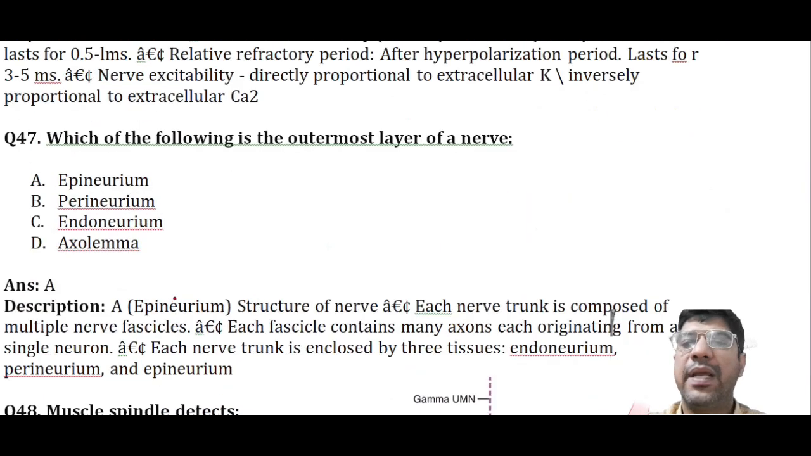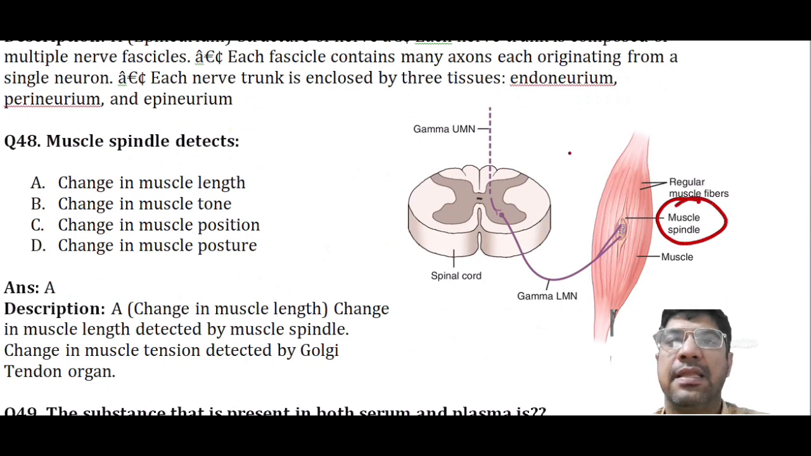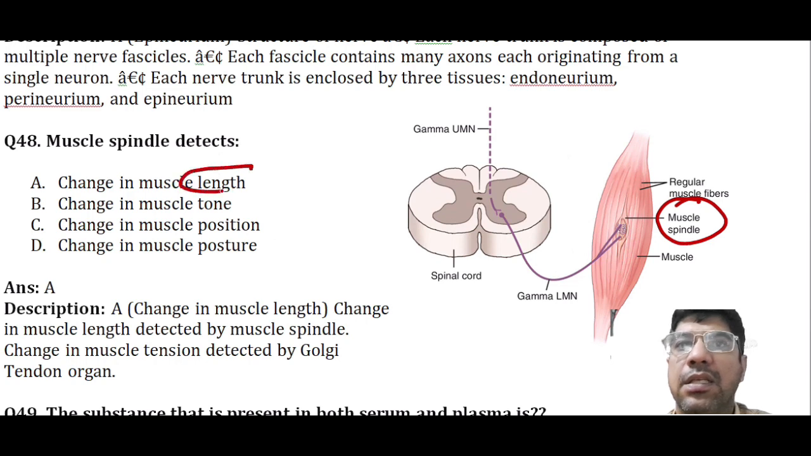Which of the following is the outer part of the nerve? It's the epineurium, already discussed. The muscle spindle detects changes in the muscle length. So the primary action of the muscle spindle is to detect changes in the muscle length.